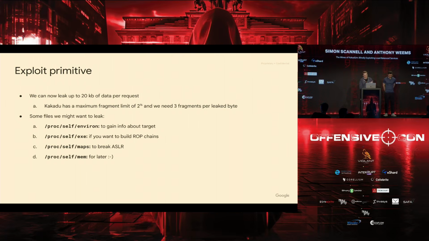Using this technique, we can leak 20 kilobytes of data per request. Some files you might want to leak are proc_self_env, exe, maps, mem. We ended up using a few of these in our exploit, particularly proc_self_maps, so that we can break ASLR.